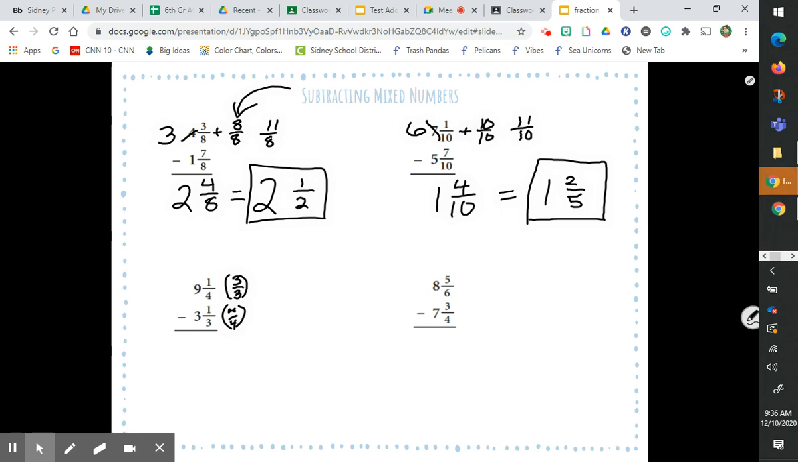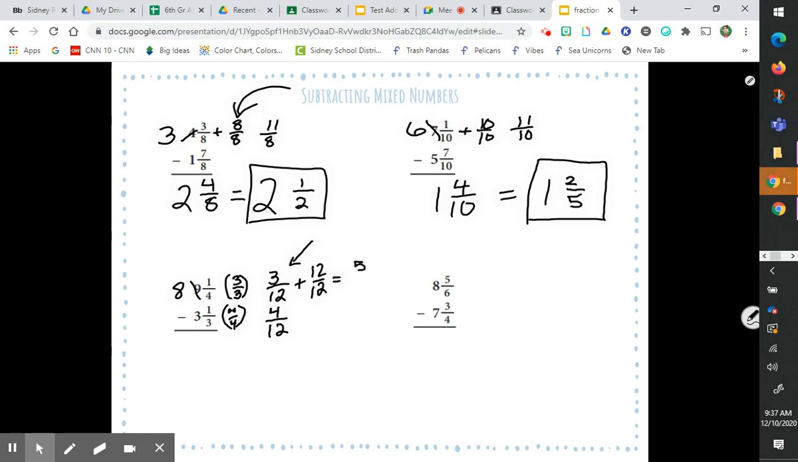All right, so we have 3 plus 1 is 4. And 4 times 3 is? Did I add when I should have been multiplying? 1 times 3 is 3. 4 times 3 is 12. 1 times 4 is 4. 3 times 4 is 12. Now I need to borrow. Okay, I'm going to add to this 12/12. And now I am not using parentheses.